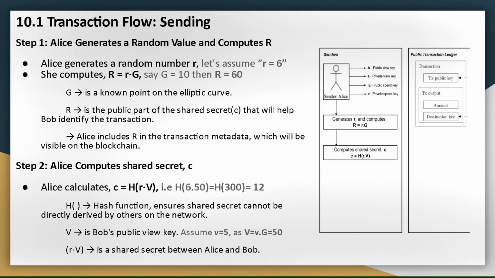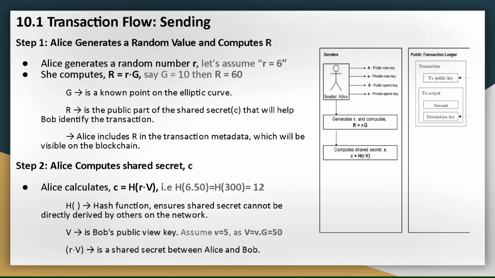Step one is the transaction flow, sending, from the sender's point. Alice will generate a random value and compute R. First, Alice generates a random value, small r. Let us assume that r is 6. She computes capital R, which is a point of publicly shared data. We will see later why we compute capital R. To compute it, we multiply small r with G. Let's say G equals 10, then R will be 60, because our small r is 6.